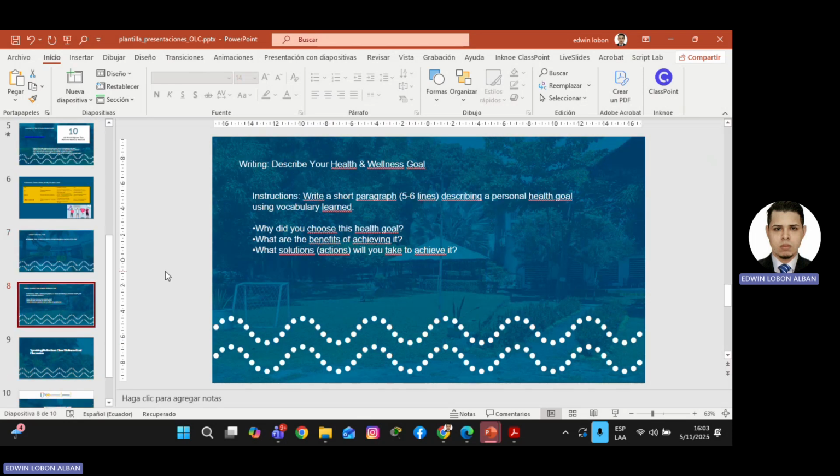So then the next thing we are gonna do is describe your health or wellness goal and write a short paragraph, 5 to 6 lines, describing a personal health goal using the vocabulary learned. We have here 3 questions to support the paragraph the student is making, so it can be helpful and easy for them to construct or build the paragraph as well.